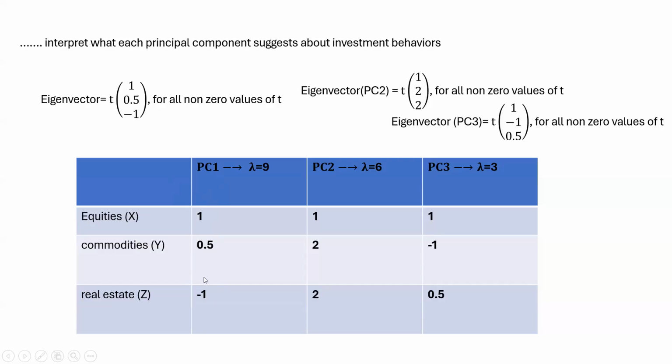So these are now equally strong. Real estate and PC1 are strongly correlated, but in the opposite direction. That means if I increase real estate, PC1 decreases. So you have to do that for the other ones.